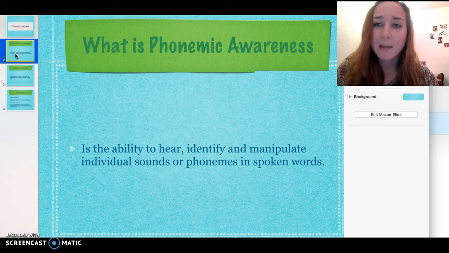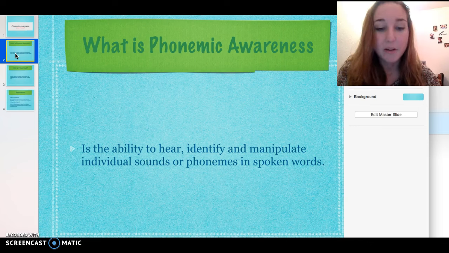What I came up with was the ability to hear, identify, and manipulate individual sounds, or phonemes, in a spoken word. Before children can even learn to read or write their own print, they need to understand how the sounds in words actually work together. They must understand that words are made up of speech sounds, or phonemes.